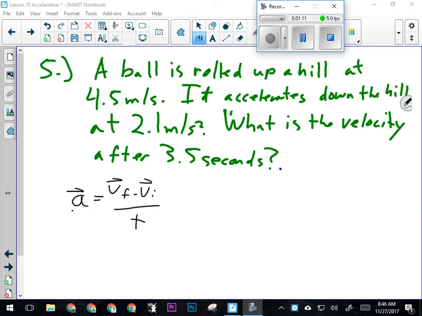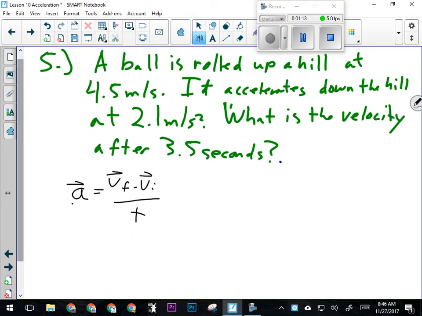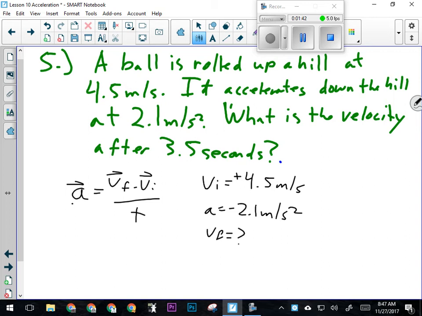Okay, so first thing, as always, guys, we want to write down what the question gives us. It says the ball is rolled up a hill at 4.5 meters per second. So that's going to be my initial velocity. And I'm going to make up the hill positive, because that kind of just makes sense to me. Up should be positive. It accelerates down the hill at 2.1 meters per second squared, so that means 2.1 needs to be negative. What is the final velocity after 3.5 seconds? So we're looking for VF.